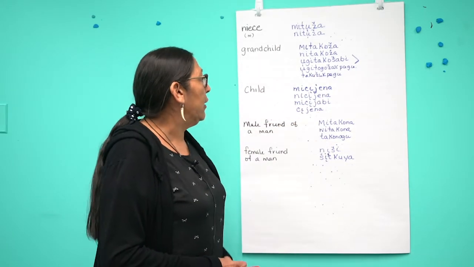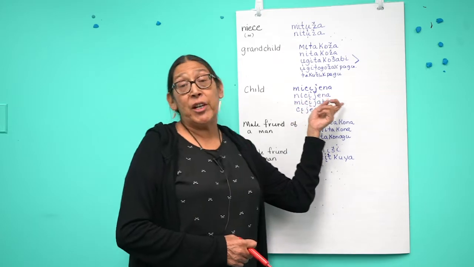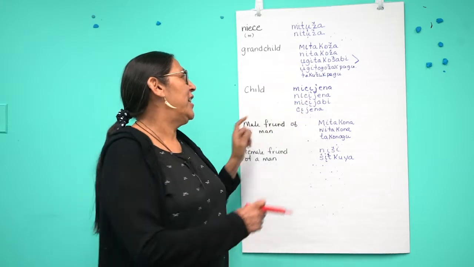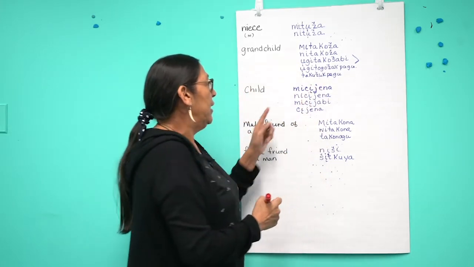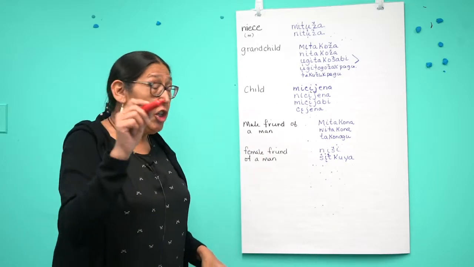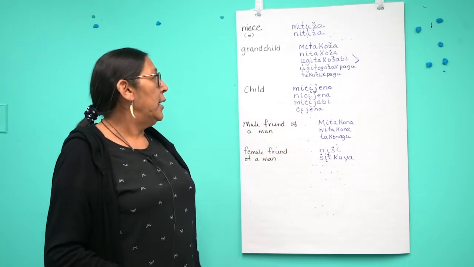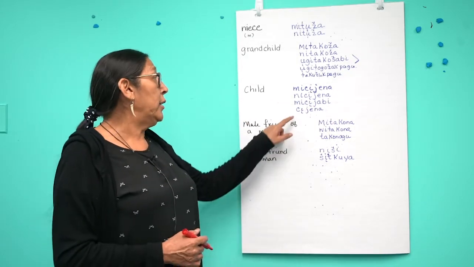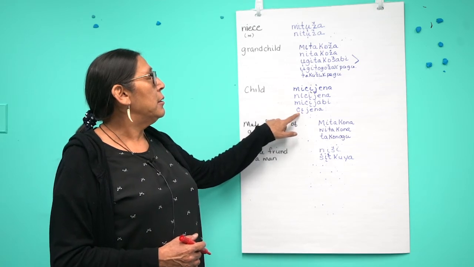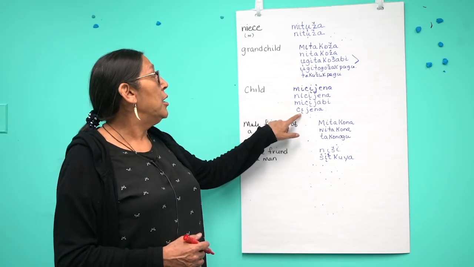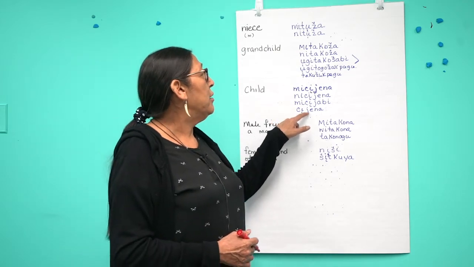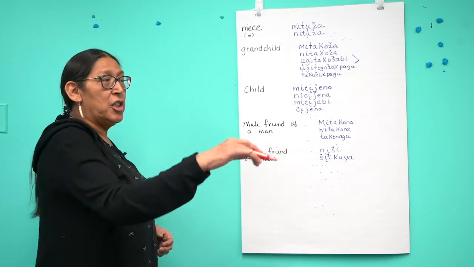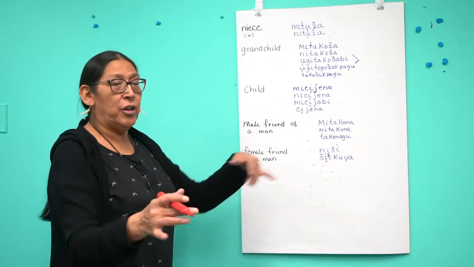Now we'll go on to my child. If that's my child, that's my michinjina. This is a nasalized i. If it's your child, nichinjina. All our children, minchinjabi. And if it's his or her child, chinjena. Those children are mine.